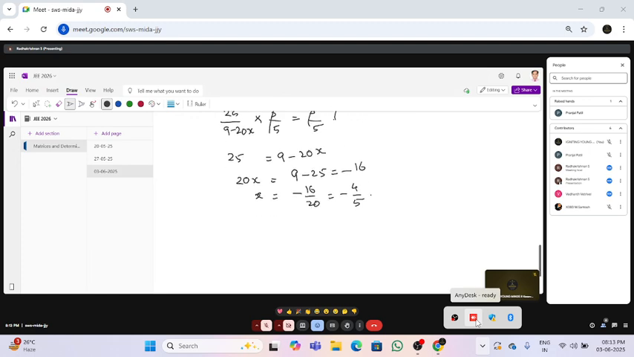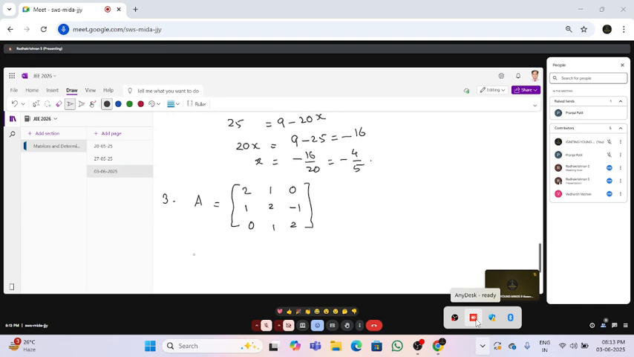I want to do one more problem. A equal to the matrix with rows 2, 1, 0; 1, 2, minus 1; 0, 1, 2. And it is given that determinant of adjoint of adjoint A is equal to 16 to the power of n. Find n.